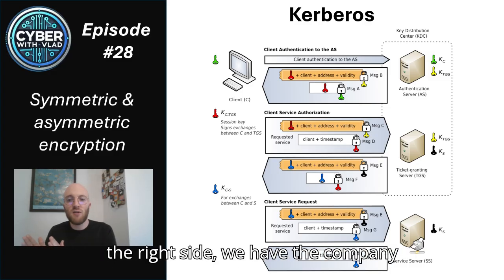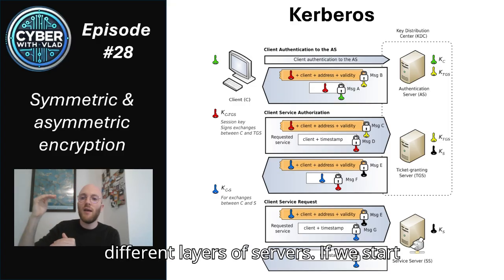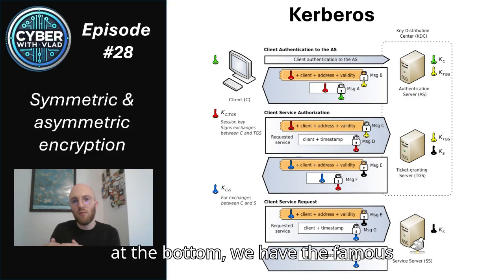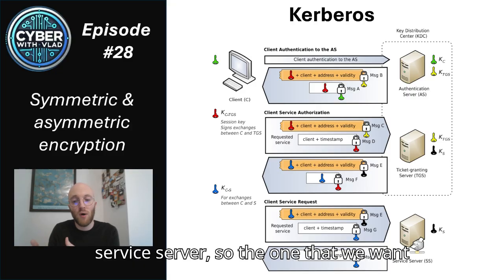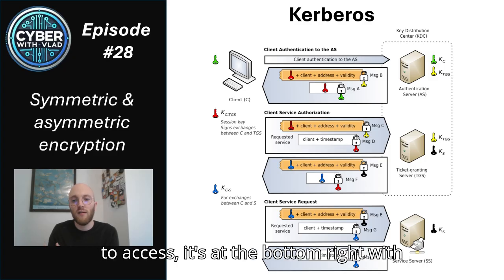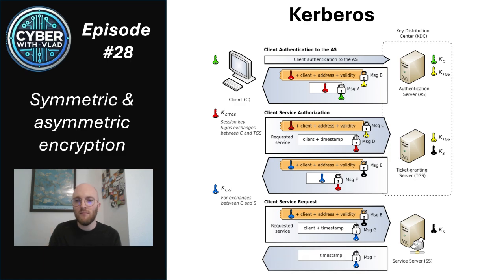And on the right side, we have the company infrastructure. So the company has three different layers of servers. If we start at the bottom, we have the famous service server. So the one that we want to access, it's at the bottom right with a symmetric key in black, KS.